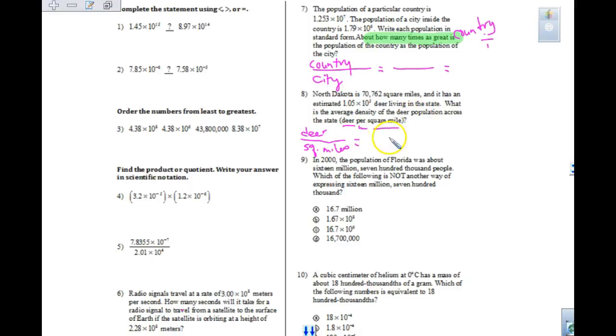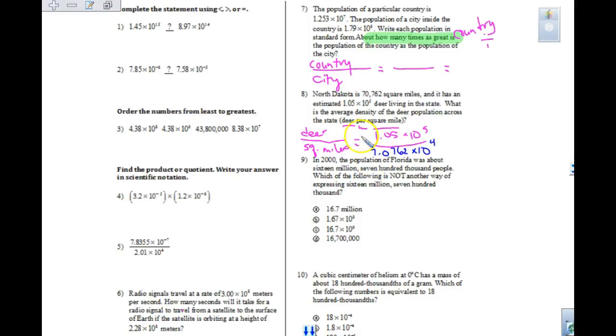So our deer was already 1.05 times 10 to the, what power was yours? I can't see it up there. 10 to the 5th. How do we write 70,000 in scientific notation? What am I going to look at for that? Please, let's do that right now. 70,000 should be 7.0 times 10 to what power? Should be to the 4th.